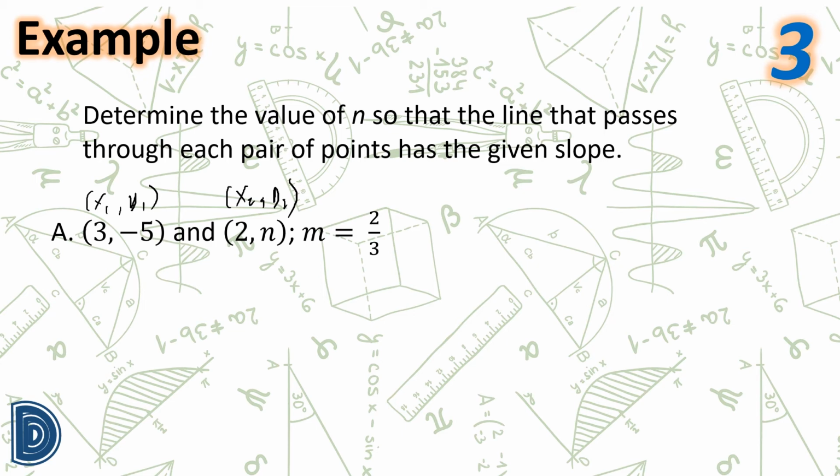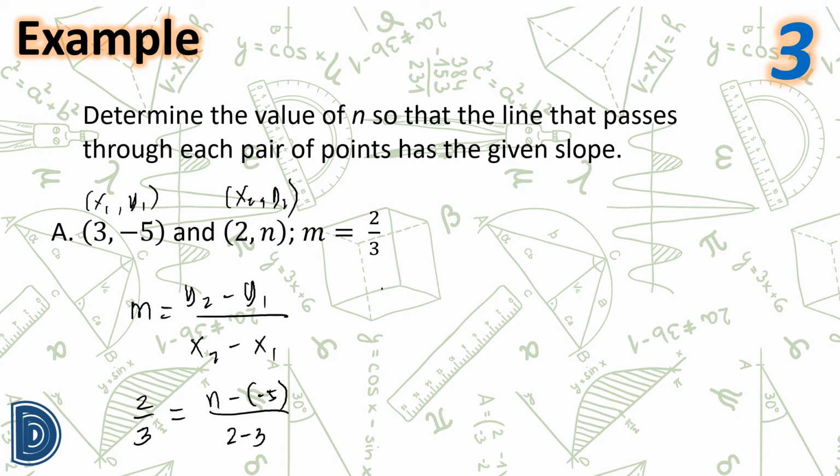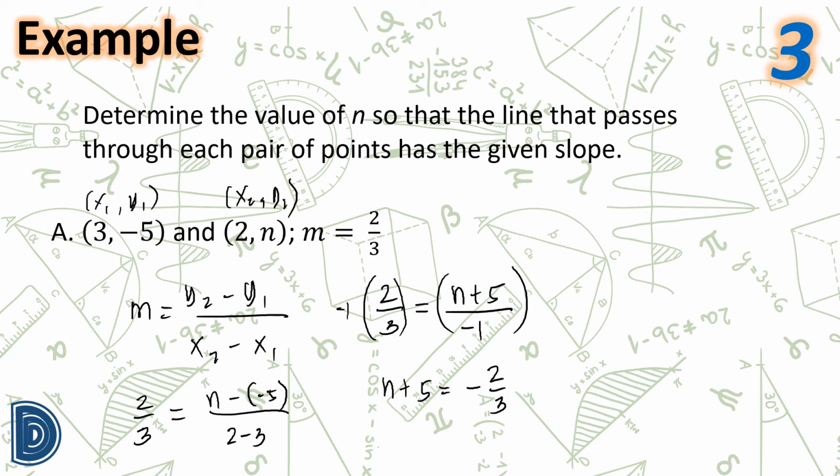Substituting the values to the formula for slope, m is equal to y sub 2 minus y sub 1 over x sub 2 minus x sub 1, we have 2/3 is equal to n minus negative 5 over 2 minus 3. So we have 2 over 3, n minus negative 5 is n plus 5, 2 minus 3 is negative 1. Multiplying both sides of this equation by negative 1, we have n plus 5 is equal to negative 2/3. Subtracting 5 from both sides of this equation, we have n is equal to negative 2/3 minus 5. Negative 2/3 minus 5 is negative 5 and 2/3, so we have negative 17 over 3.